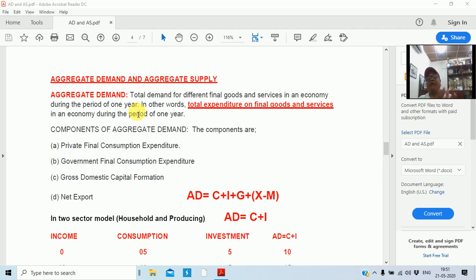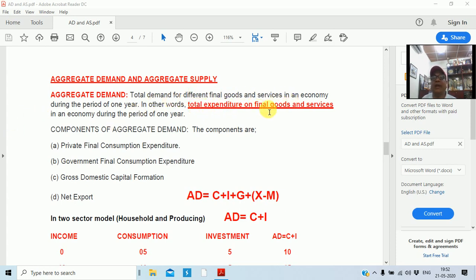Why do we include only final goods and services? Because we are going for the determination of national income, right? So when I say total demand for goods and services, take an example at the micro level: your total demand for goods and services is 100 rupees. It means you purchase goods and services of value 100 rupees. Now my question is, how much expenditure was made by you? The answer is 100.